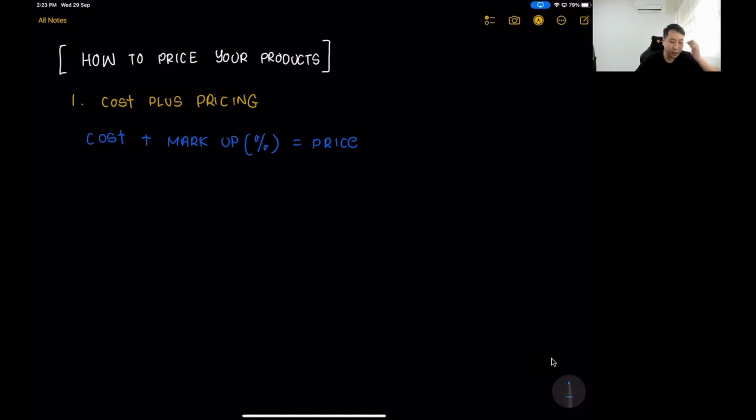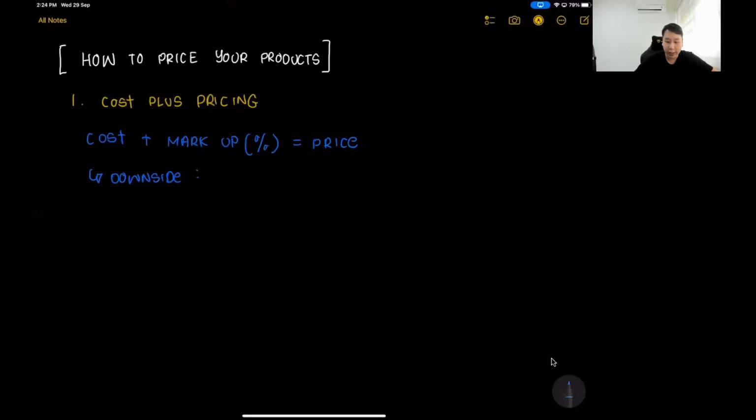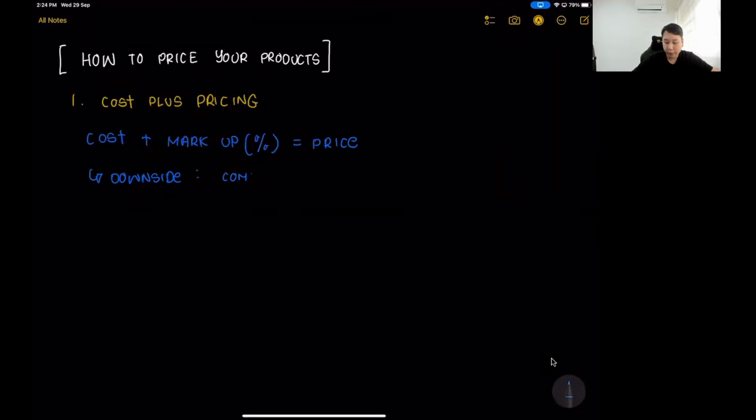Now, what are some of the downsides of this kind of pricing? Basically, the downside is that you don't take into consideration your competitors and your market. In the real world, of course, this is not true because you always need to also look at how your competitors price.